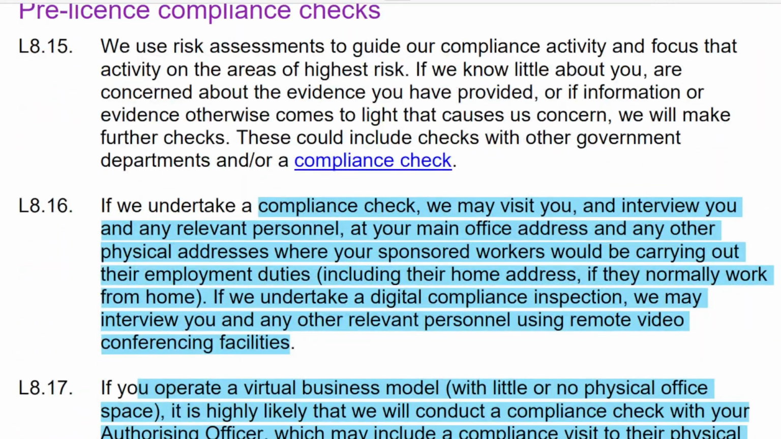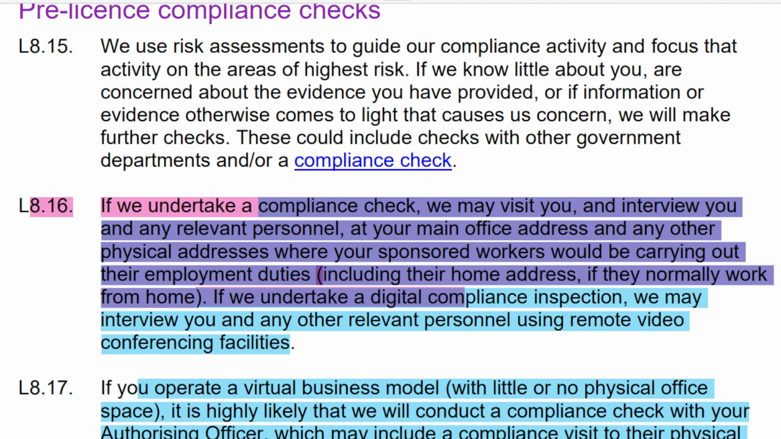Now let's discuss L8.16. If we undertake a compliance check, we may visit you and interview you and any relevant person at your main address and any other physical address where your sponsored worker would be carrying out their employment duties, including their home address if they normally work from home.